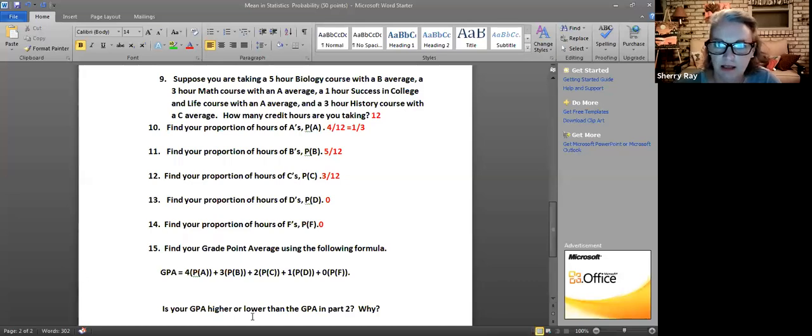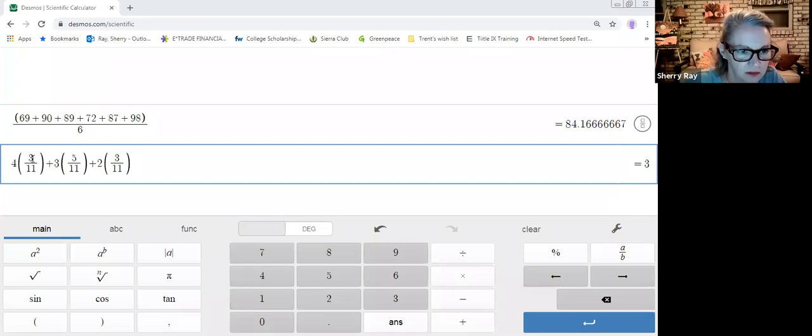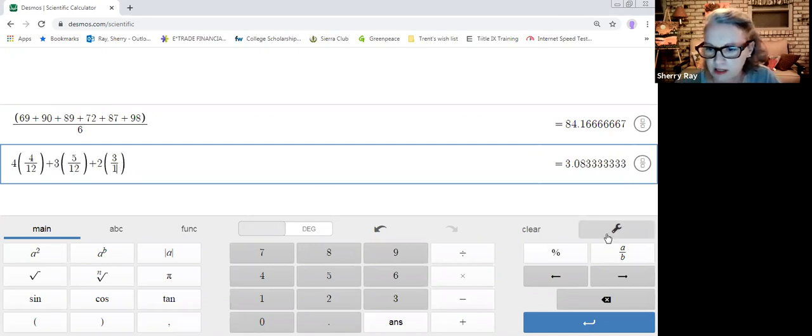And I can go to my calculator here. And what I'll show you on the Desmos calculator is we can take the previous problem that we have. I'm just going to move up. I'm going to change this 3 to a 4. I'm just going to change the 11s to 12s. And we have 3.08.